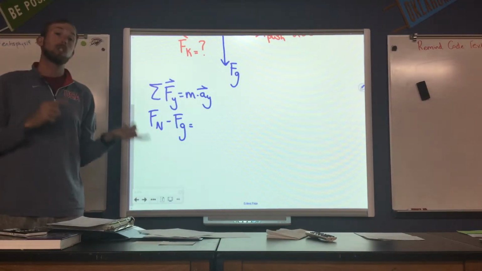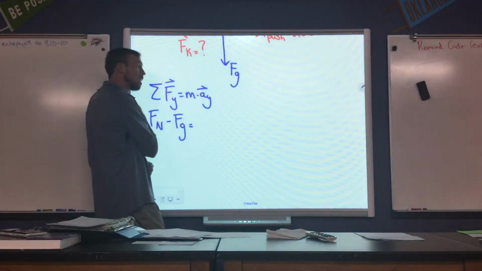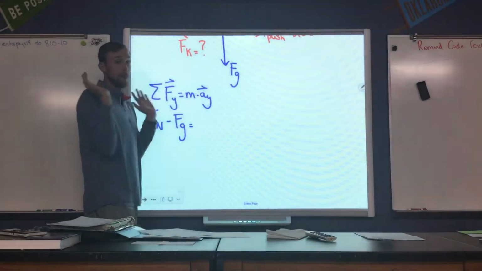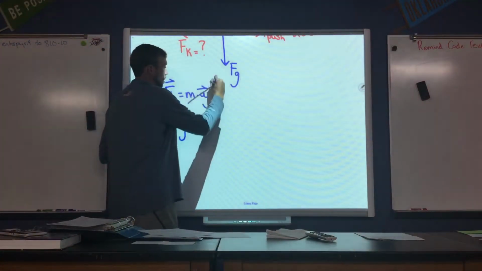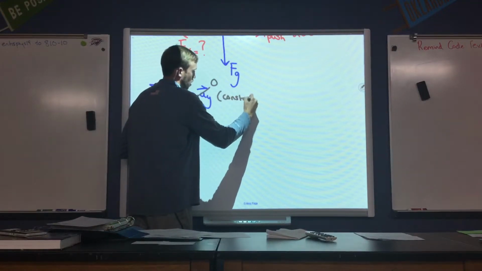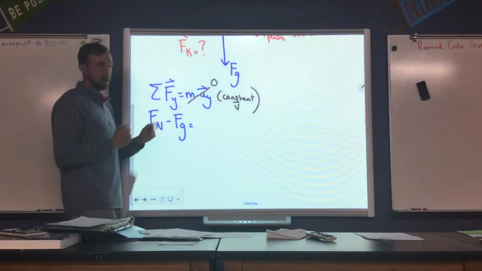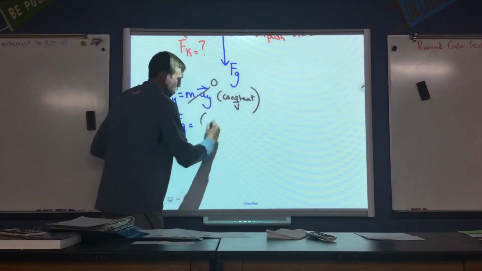But remember, we're told we're moving at a constant velocity. So our acceleration is 0. Mass, or any number times 0, would give us 0. That is because we have a constant velocity. So Fn minus Fg equals 0.